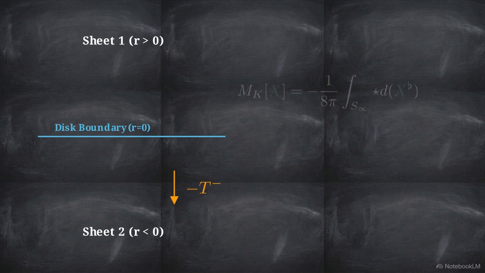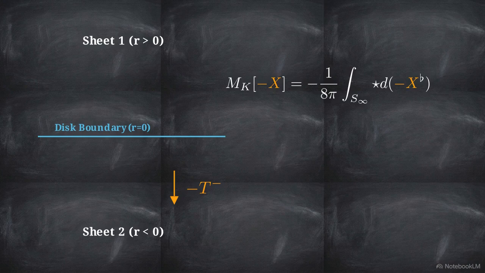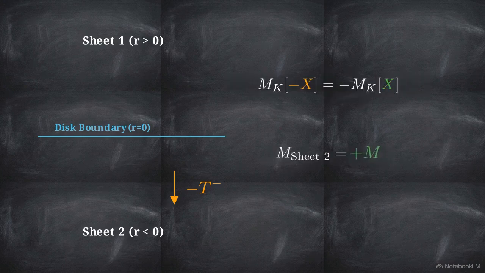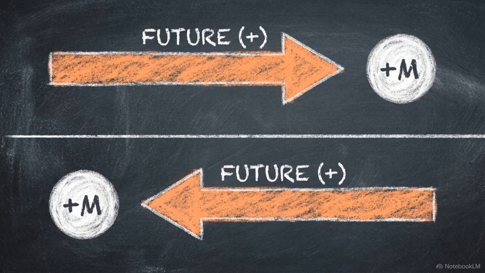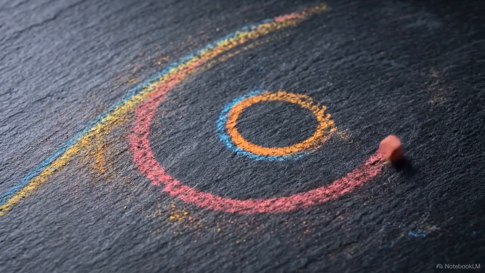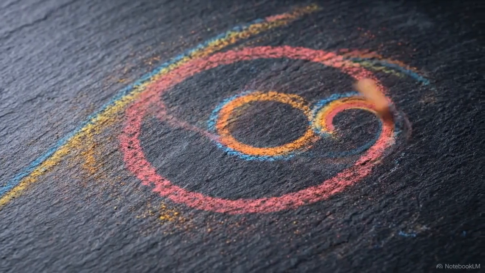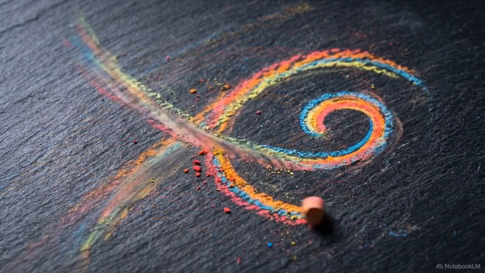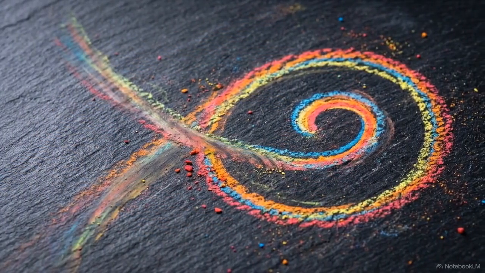Because the Komar mass integral is linear, replacing generator X with negative X flips the calculated charge's sign. The mass remains positive relative to each region's own future-directed generator. The Boyer-Lindquist sign flip is interpreted as a consequence of this reversed orientation. This resolves the mass problem at the cost of global time orientability. The connected two-sheet manifold becomes subject to chronology violations and closed time-like curves.